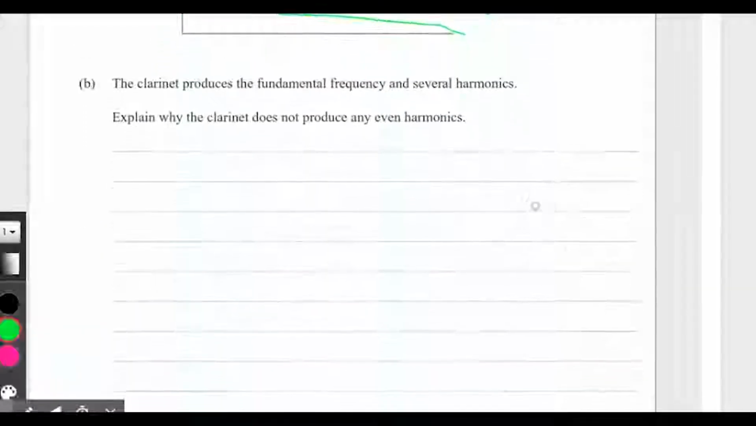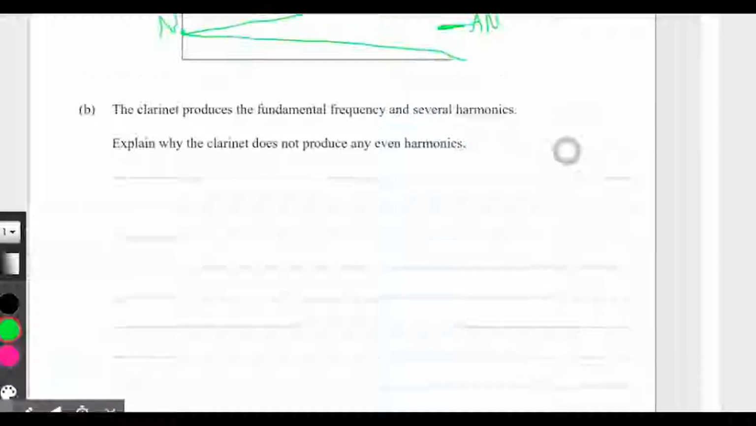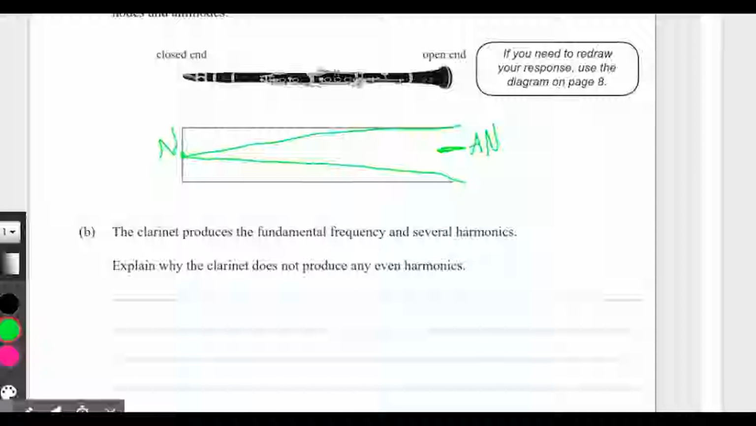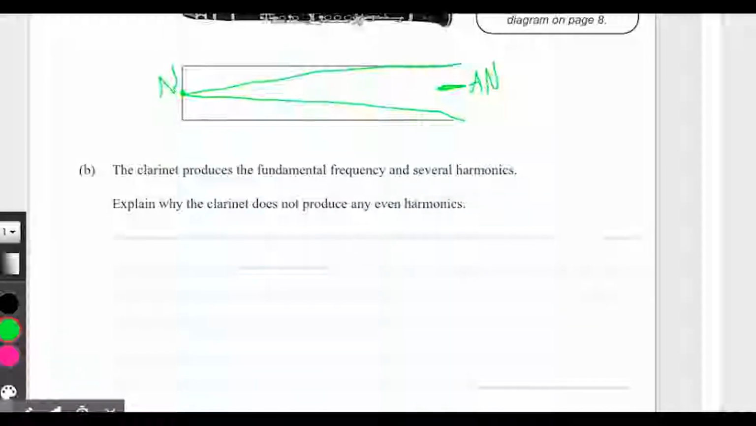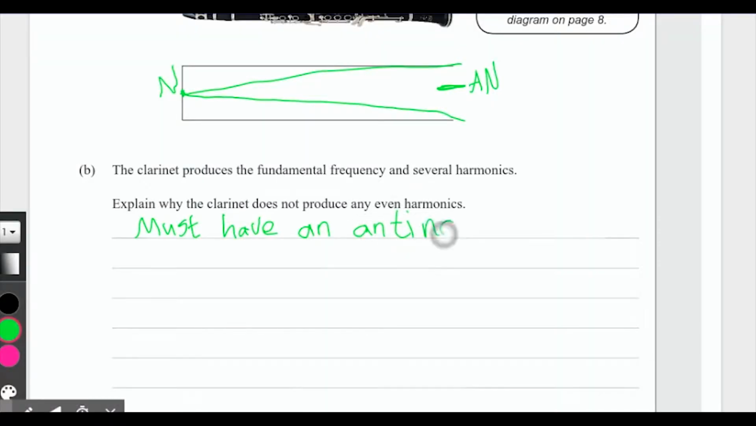All right. The clarinet produces the fundamental frequency and several harmonics. Explain why the clarinet does not produce any even harmonics. Now, if you remember about closed pipes, they don't produce even harmonics, as the question suggests. And the reason for that is we have an antinode at one end, so we must have a node at the other end. Okay, and that requirement means that we cannot have multiples of half wave harmonics.